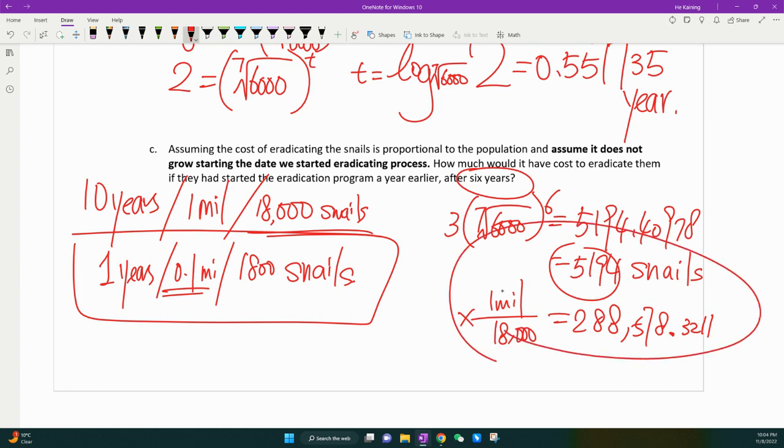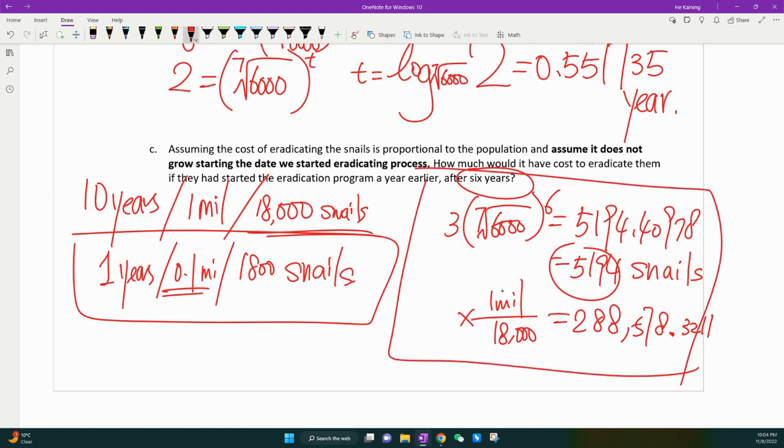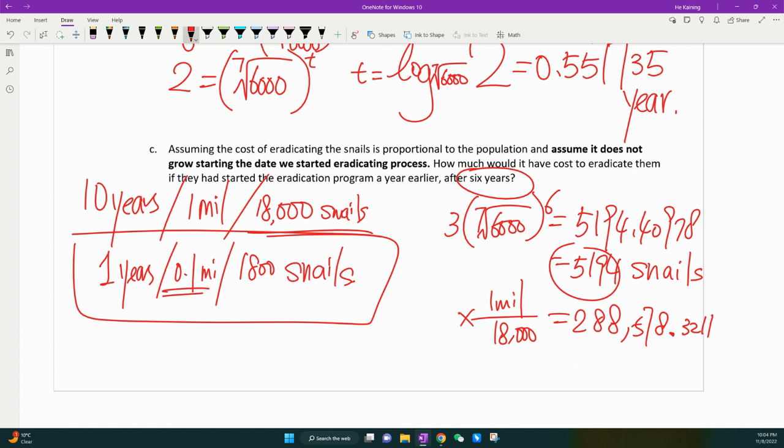Again, because right here it says assume that we don't have growth after the eradicating process. But if the eradicating process is happening at the same time while the growth is still happening, that's going to be a very complicated question for us to calculate. Okay, so it would also be a very crazy amount of money to spend.